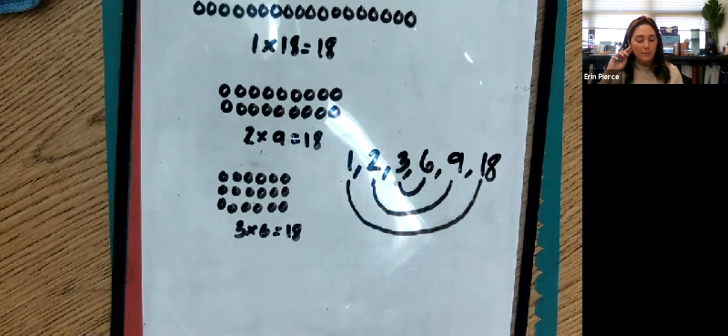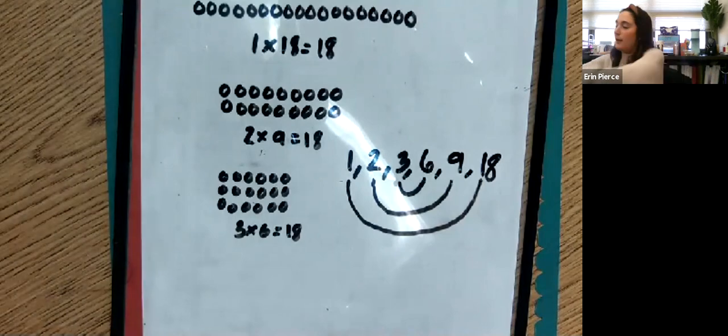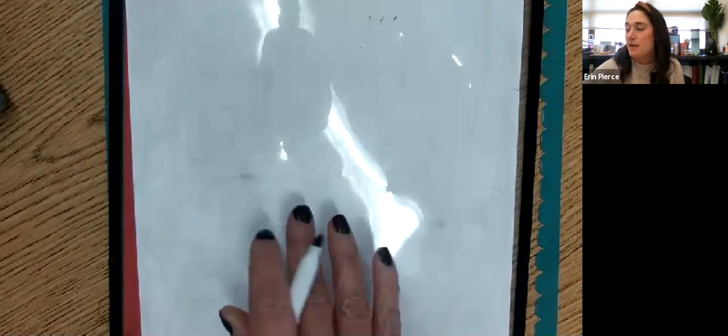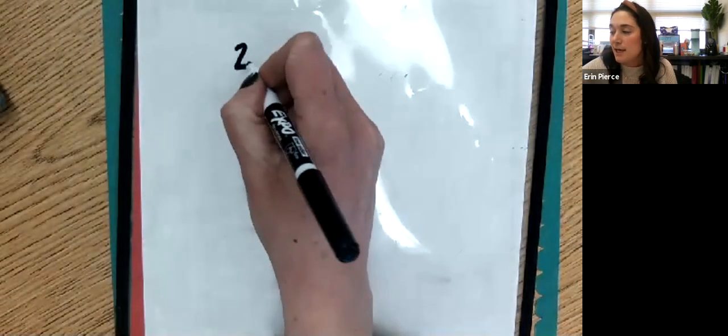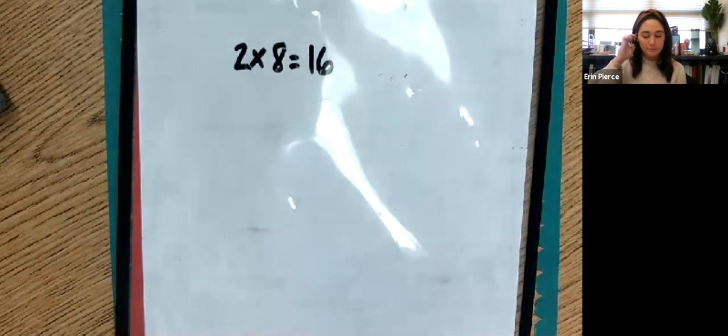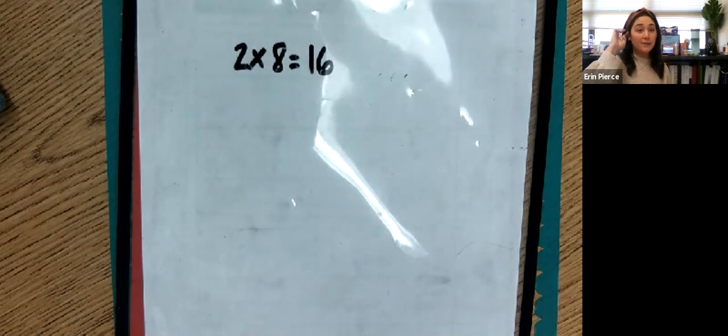All righty. I am going to erase my board and I'm going to show you a number sentence. My number sentence is 2 times 8 equals 16. What are the factors in my number sentence?